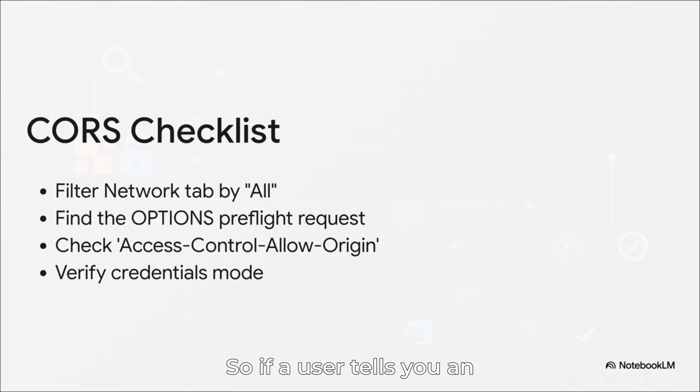So if a user tells you an API works perfectly fine in a terminal tool like curl, but fails completely in the web app, you are almost certainly looking at a CORS issue. To debug it, filter your network tab by all, find that OPTIONS request right before the main failure, and check its response headers. You are specifically looking for Access-Control-Allow-Origin to see if the server is actually permitting the browser's domain to access that data.